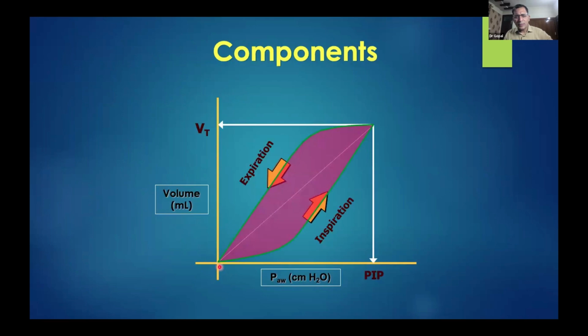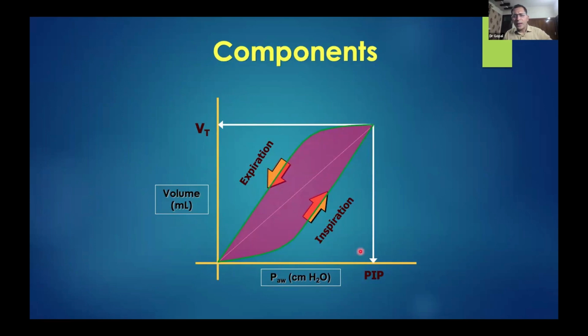The x-axis will be the pressure, the y-axis will be the volume. Pressure in centimeter of water, volume in ml. This is wrongly depicted. Normally it starts off from somewhere here. This is the inspiratory curve. This is the expiratory curve.